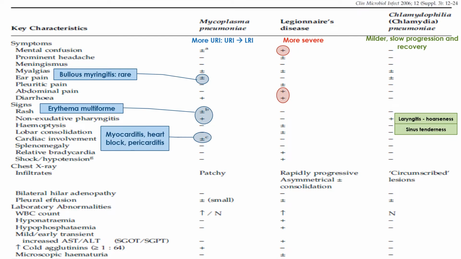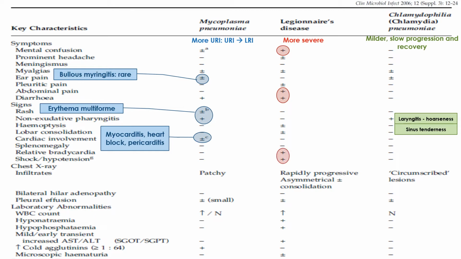About the heart, in Mycoplasma some patients have myocarditis, heart block, or pericarditis. So when you see a patient with pneumonia, but the symptoms of pneumonia are not obvious, and the patient has chest discomfort or something, or you perform an EKG and you see heart block or elevated cardiac enzymes, but the patient does not have ischemic heart disease, this type of symptom should be recognized.